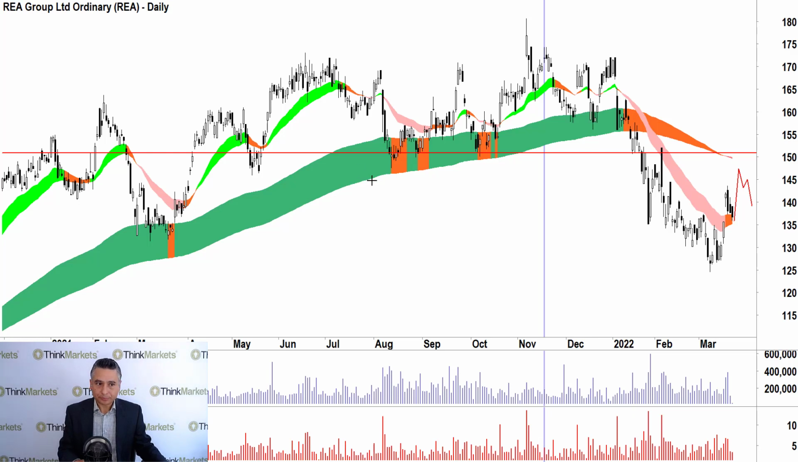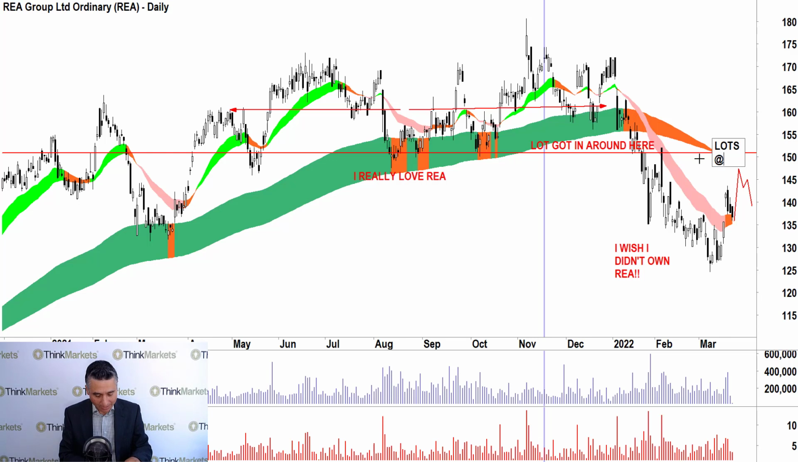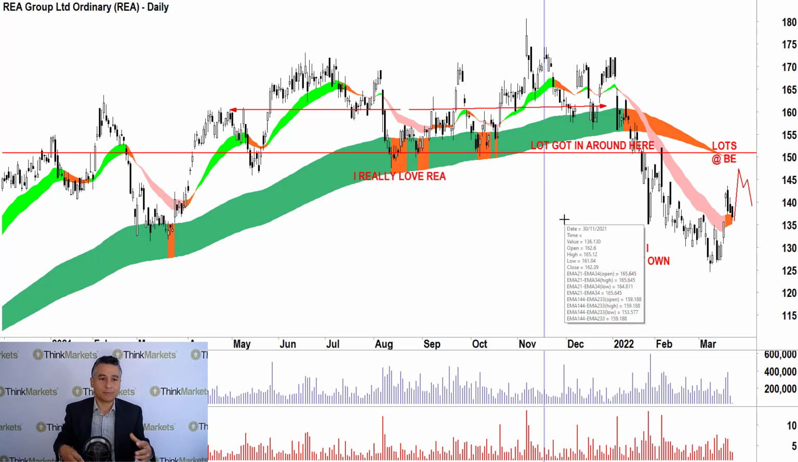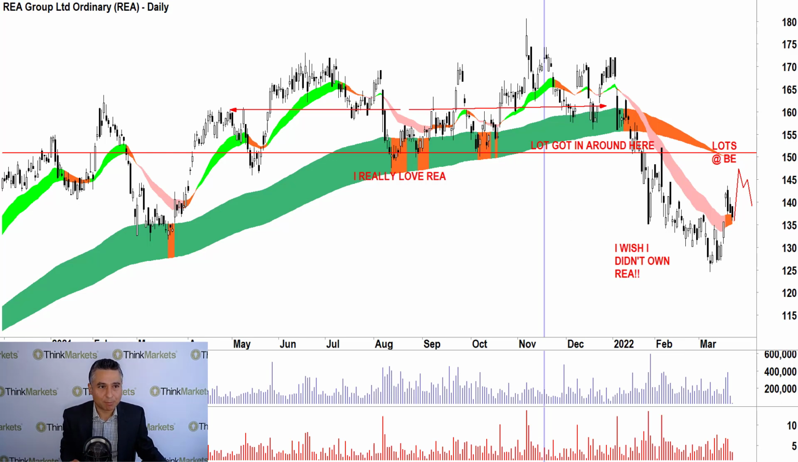So all the way through here, people are thinking, I really love REA, and they're buying because they think it's going to go up for whatever reason. When they get down here, they go, I wish I didn't own REA. Okay, that's kind of how they're feeling down here. And if the price gets back up to this level where a lot of them got in, how do you know lots of them got in? Well, look how much price action we had here. So lots of people got in around here, right? So if it rallies back up to that level, guess what they're doing? Lots are at, let's just call it BE for break even, right? So lots of them are break even. You know how it feels when you're in this part of the curve.